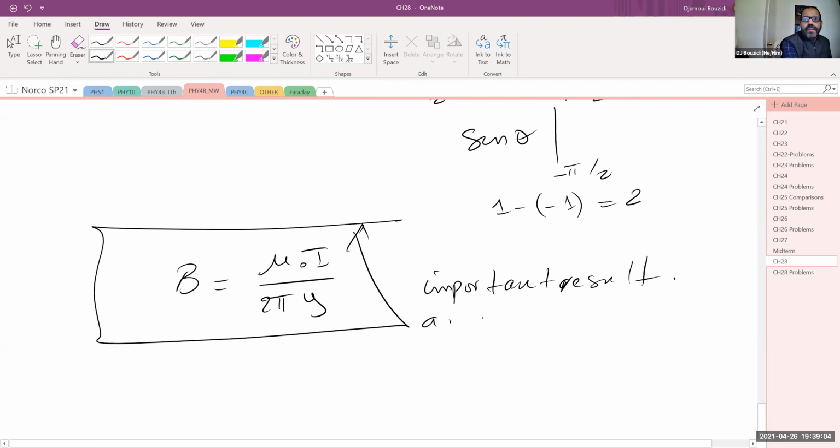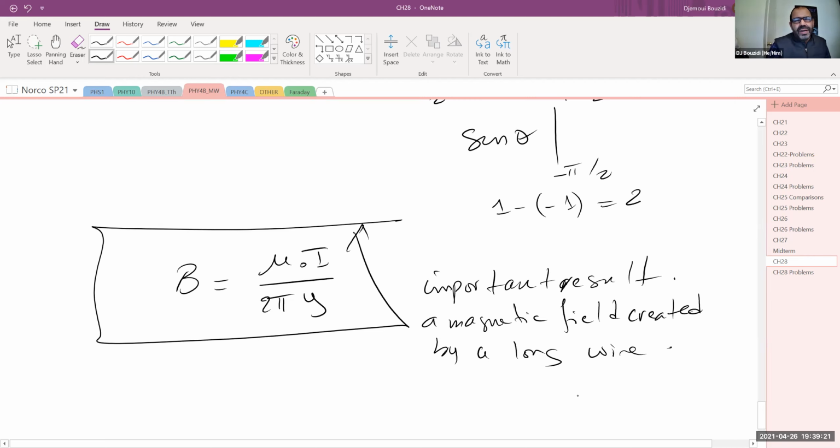A magnetic field created by a long wire. The reason why I have to say long wire and not infinite wire is because there is no such thing in physics. You always have finite sizes.